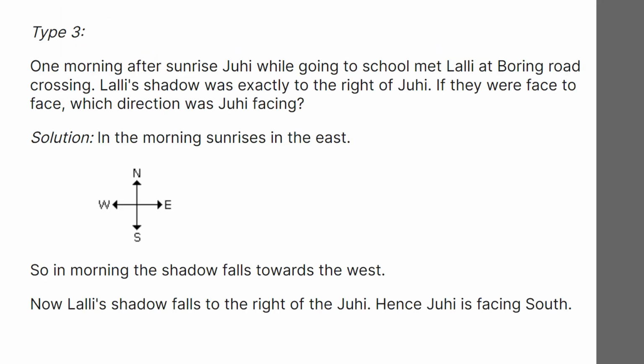next type, that is type 3, where you have the shadow which is described according to the movement of the person. Now, one morning after sunrise, Juhi, while going to school, met Lali at Boring Road crossing. Lali's shadow was exactly to the right of Juhi. If they were facing each other, which direction was Juhi facing?